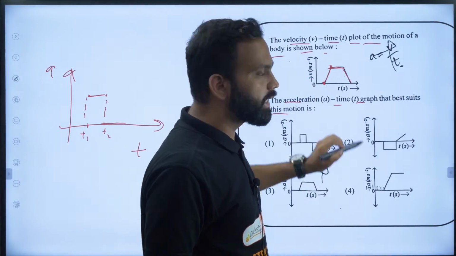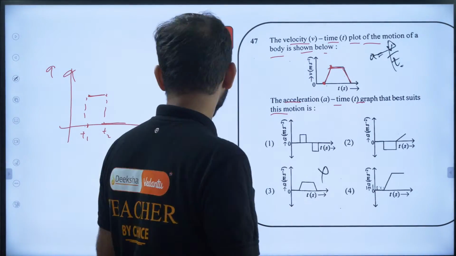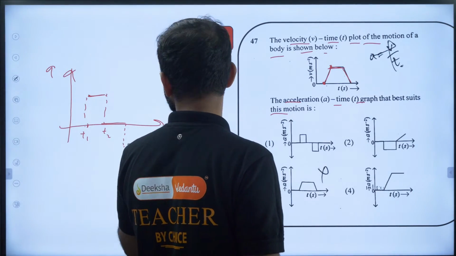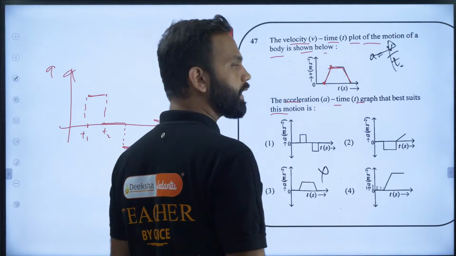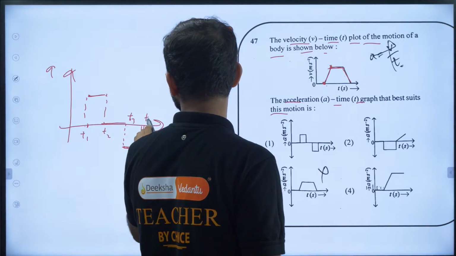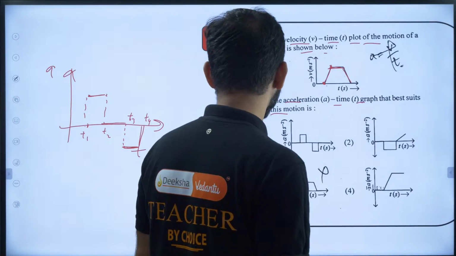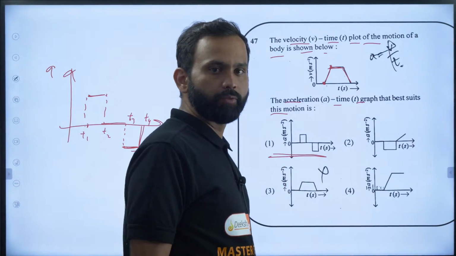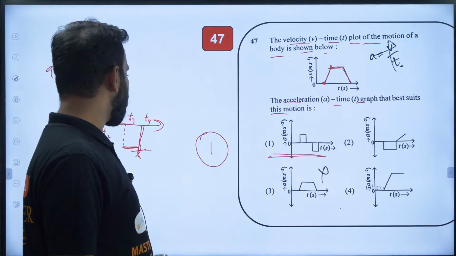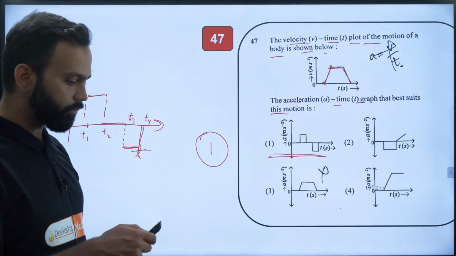And then velocity is decreasing continuously, right? So velocity is decreasing continuously. So there is a retardation, right? This is the retardation from T3 to T4. Okay, T3 to T4. So this is the graph. So the correct graph is in option 1, right? So option 1 is the correct answer.